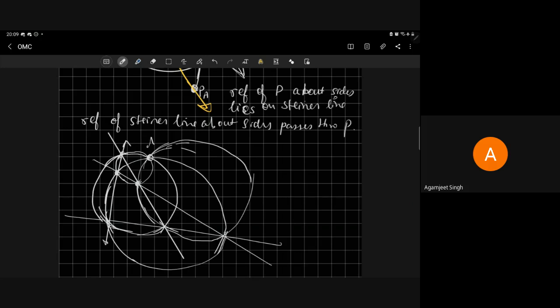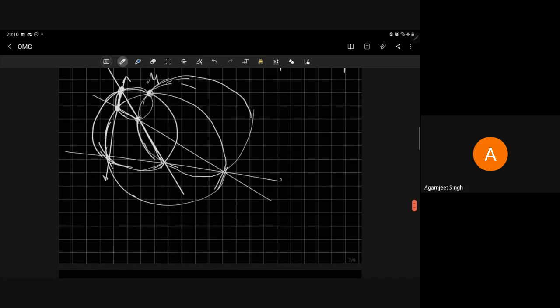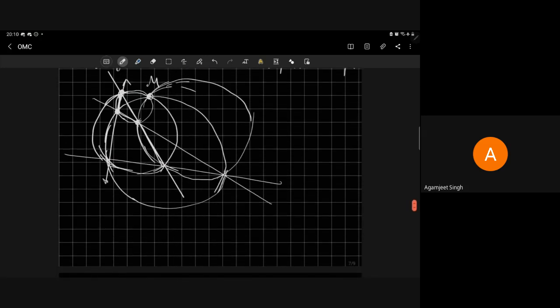Let's call this point M. So the Steiner line of M with respect to any triangle over here will pass through the orthocenter of these triangles. Does that make sense? Just consider it lies on the circumcircle of all four triangles. So just consider any triangle.